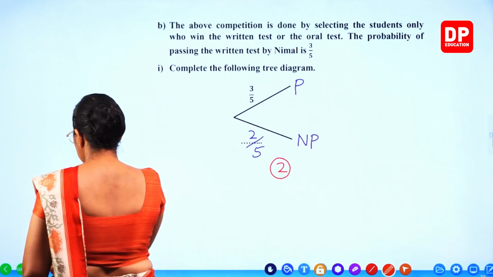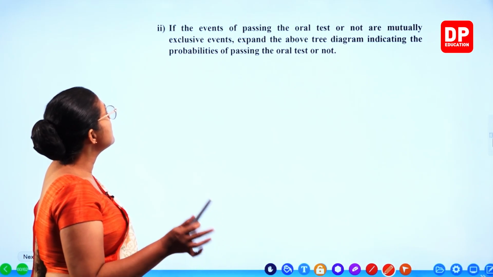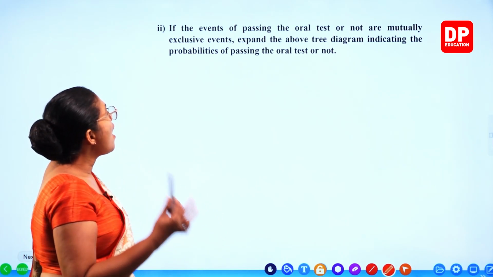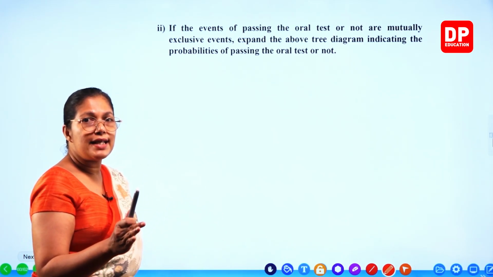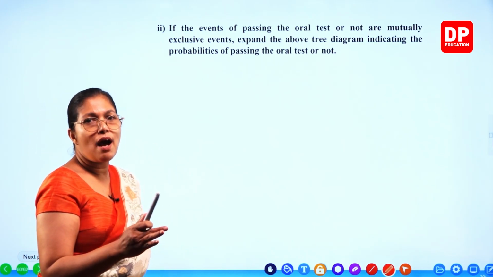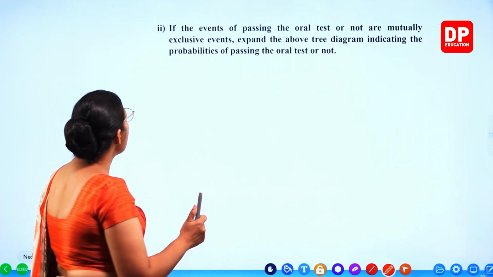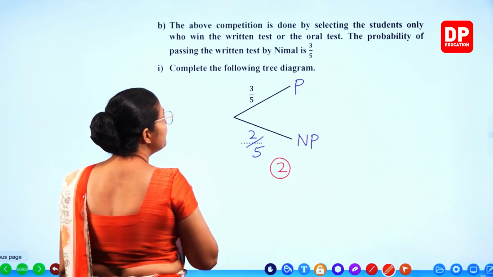And what's the next part? Part 2. If the events of passing the oral test or not are mutually exclusive events, expand the above tree diagram indicating the probabilities of passing the oral test or not. So this is mutually exclusive, means there's no intersection. So we can say equally likely. So passing of the oral exam is half and not passing is also half. So we can extend the diagram, this one.